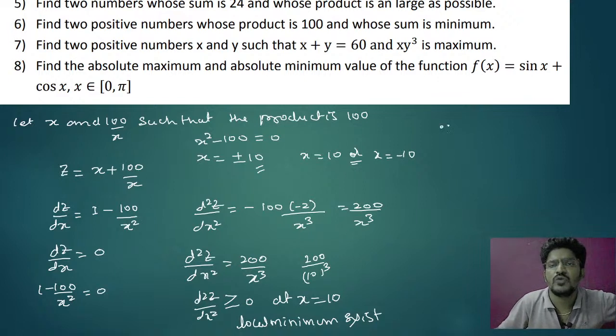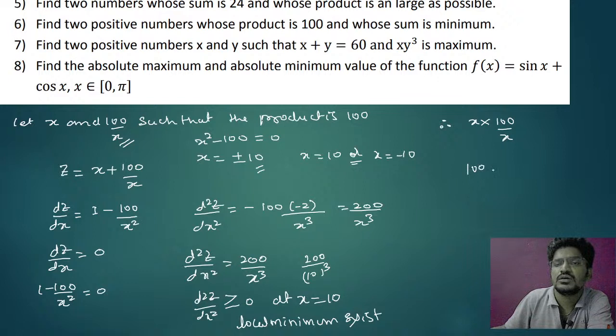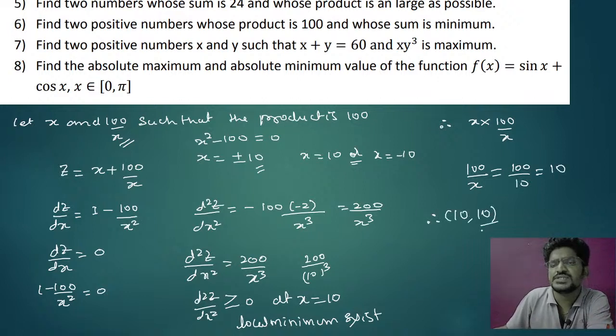Okay. Therefore, what about y? Another term you can see there is x into 100 by x. If I multiply both the terms, you must get 100. Clear? So if I put x as 10 in the second term, that is 100 by x, 100 by 10 will be 10. Therefore 10 comma 10 is your point.